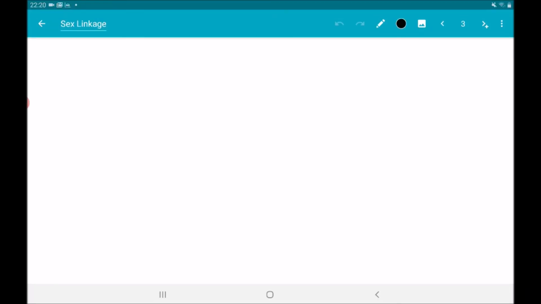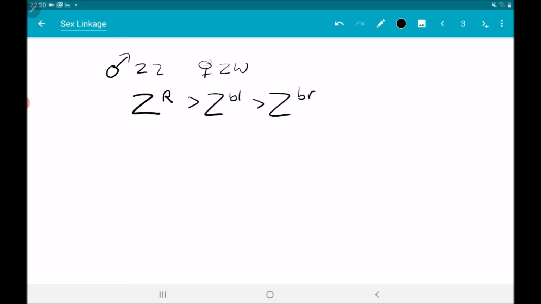First of all, you've got to write down the important information. The males we were told were ZZ, and the females we were told were ZW. The allele is sex linked to the Z. Red was dominant to blue, and blue was dominant to brown. The W didn't have an allele on it. That's all the information that you really needed from the start.